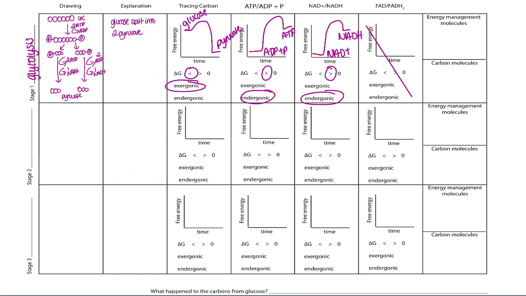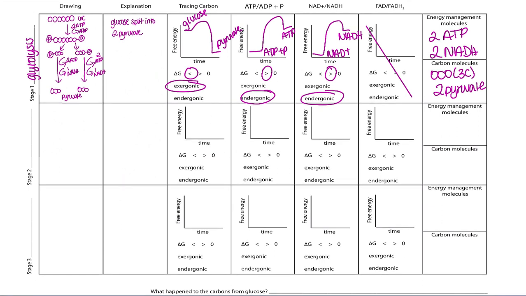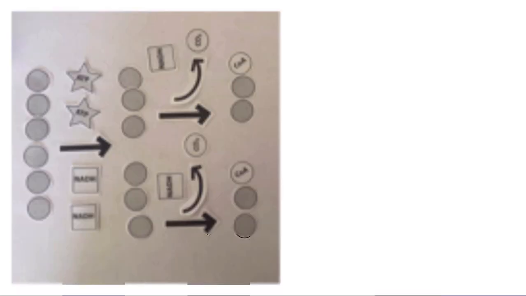In our little energy management molecules box, we can write that. So we have 2 net ATP and 2 NADH. In the carbon molecules, this is asking us, what does our carbon look like at the end of this step? At the end of this step, we have 2 pyruvate, and those pyruvate have 3 carbons apiece. All right, so this is a really nice summary of stage 1. And again, all we've done here is put into words and pictures what we made with our molecules and shapes. So let's move on to stage 2.